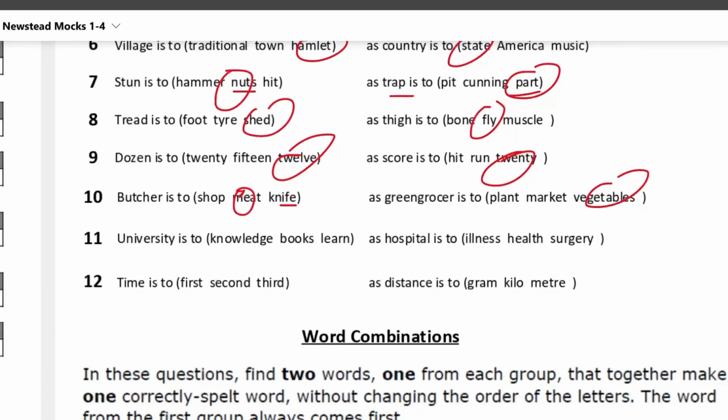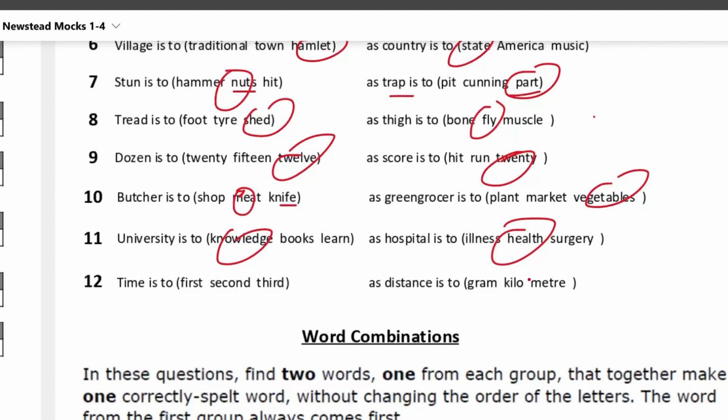And question 11, university is to what happens in university, what is being created or being tended to, in the same way hospital is to these things. And the only thing that stands out to me is in universities, you tend to build knowledge. In hospital, you tend to build health. You're trying to get back to health.